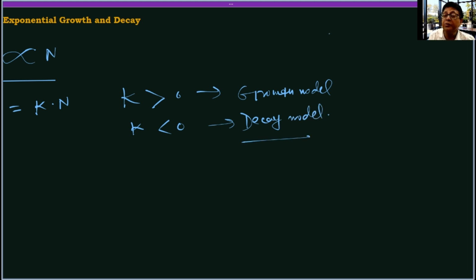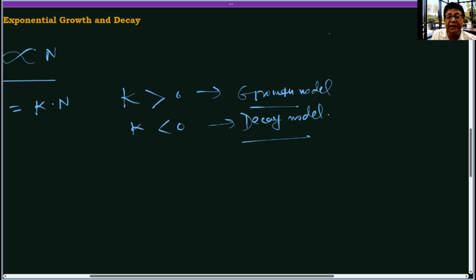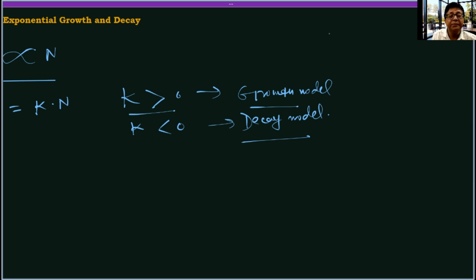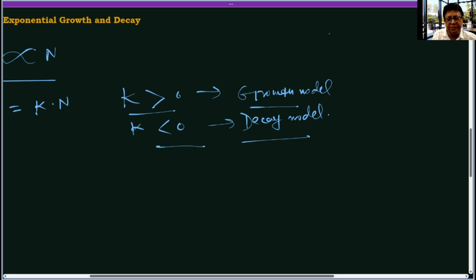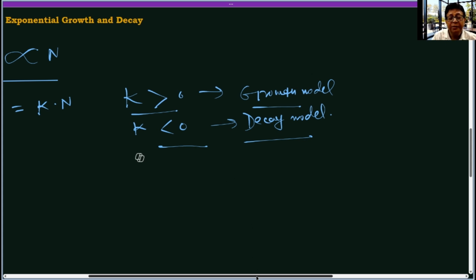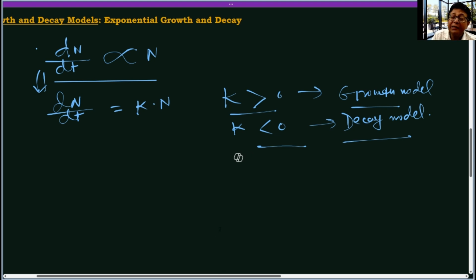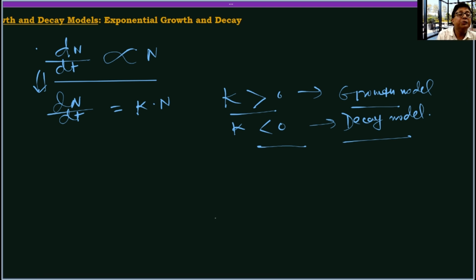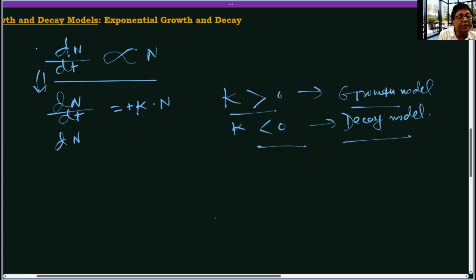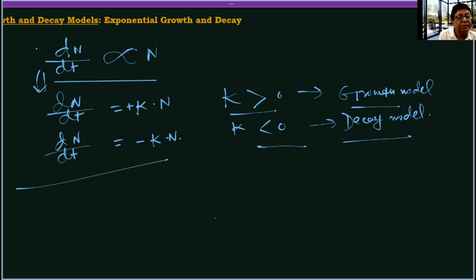Examples, I already told you. If you make an investment, assuming growth is there, then k will be positive. And for some substance which can evaporate, like perfume or scent, whatever amount you initially keep, that evaporates. That will come under the decay model. So my suggestion for you: for the growth model you start with plus kN, and for the decay model you take this one as minus kN. Okay, keep it going.